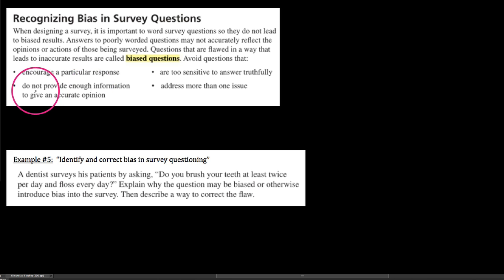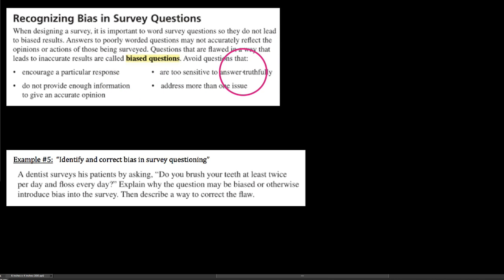Taking a look at these 4 bullet points, a question that would encourage a particular type of response. I guess this would be kind of unethical, but if you wanted a certain type of response to promote your brand or something like that, you might write a question a little bit biased so that people would be more inclined to answer it a certain way.